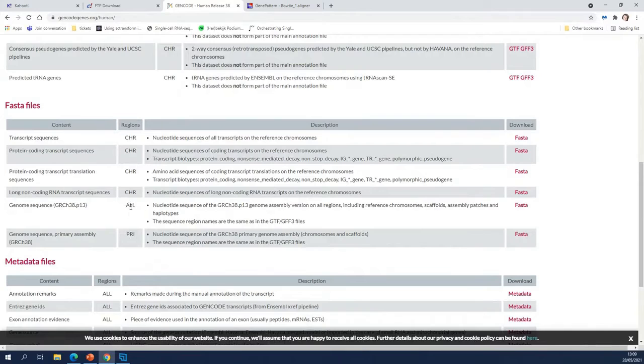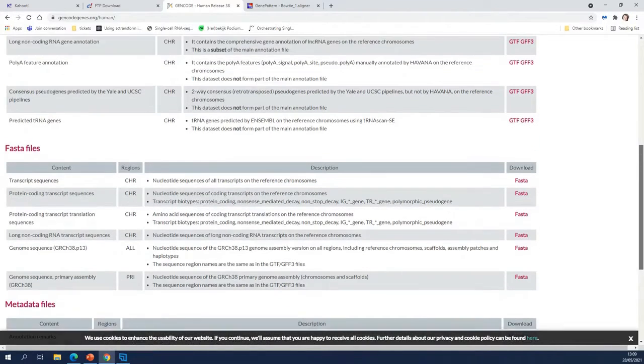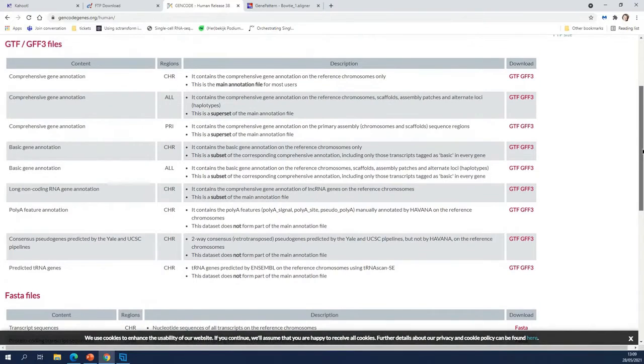So not this one, that's the one with also the haplotypes, with the alternate contigs. You need the primary assembly for RNA-seq. So the corresponding GTF file is here. When you scroll up again, you can find it here. So here is the corresponding GTF file for the primary assembly.